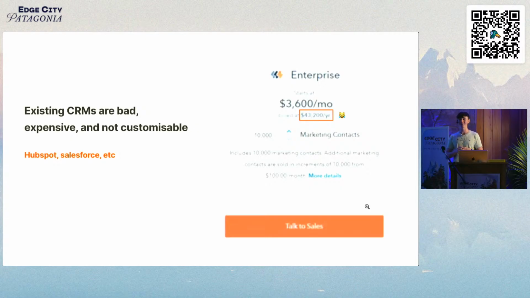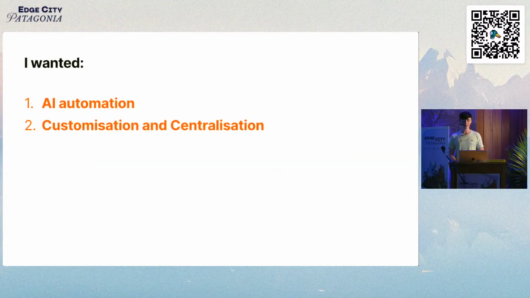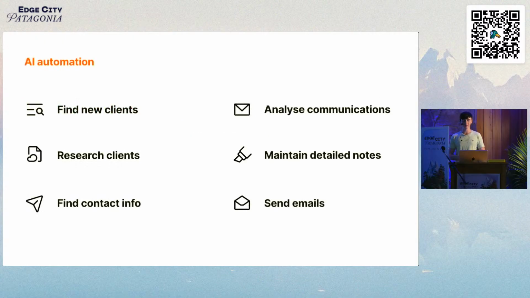As much as I love these sales automations, I don't know if I love them that much. There was also a broader set of problems: CRMs have lots of problems. They're not that good, they're pretty expensive, and they're not customizable. As well as that, they're not built for the age of AI. Ultimately, I wanted some AI automation, but I also wanted to customize the software and centralize my data.